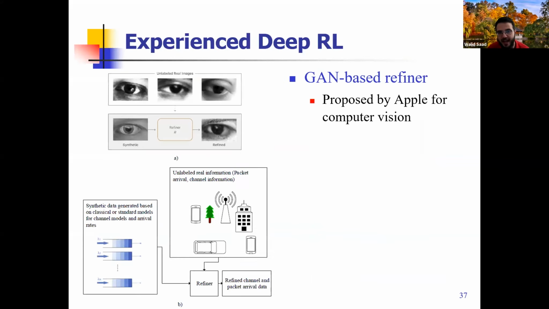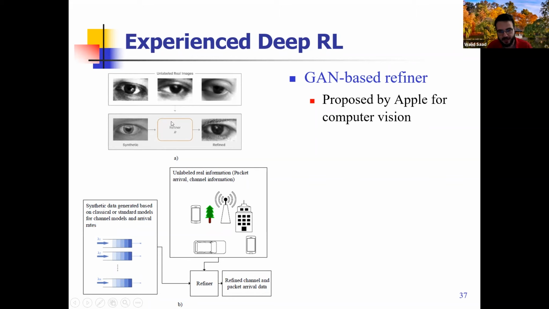It turns out you can do that using a GAN that was proposed by Apple for computer vision. They looked at a problem a little bit similar to what we wanted. They had something called the refiner GAN. They said we have pictures of eyes, and we have only a limited number of unlabeled real images of eyes looking in different directions. I don't remember if they also had male and female, but at the end they had different variants of eyes. And they had a synthetic simulator that can generate all sorts of eyes.